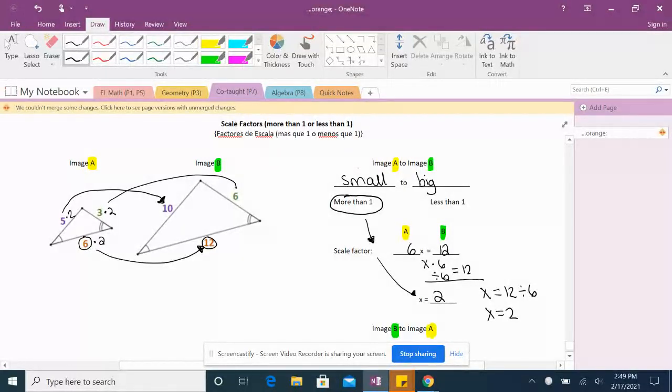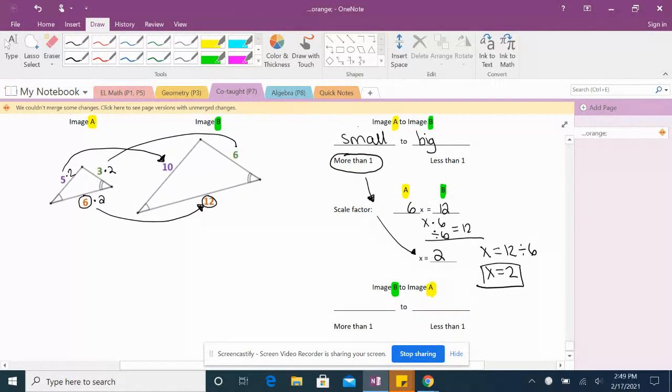So the scale factor here is 2. Entonces, el factor de escala es 2. Now, we want to go the opposite way. So, ahora vamos a lo opuesto dirección. So now we're going from image B to image A. So ahora vamos a imagen B a imagen A.